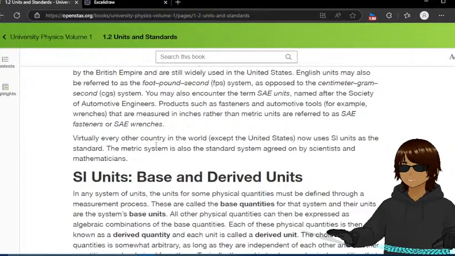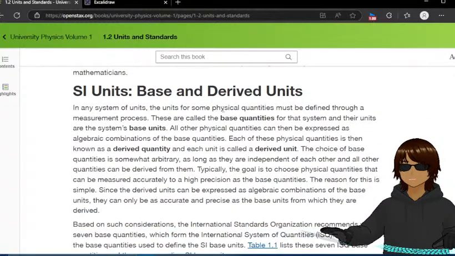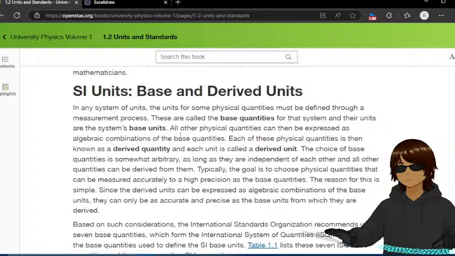In any system of units, the unit for physical quantities must be defined through a measurement process. These are called the base quantities for that system, and their units are the system's base units. Other physical quantities can then be expressed as algebraic combinations of the base quantities. Each of these physical quantities is then often known as a derived quantity, and each unit is called a derived unit. The choice of base quantities is somewhat arbitrary as long as they are independent of each other, and all other quantities can be derived from them.